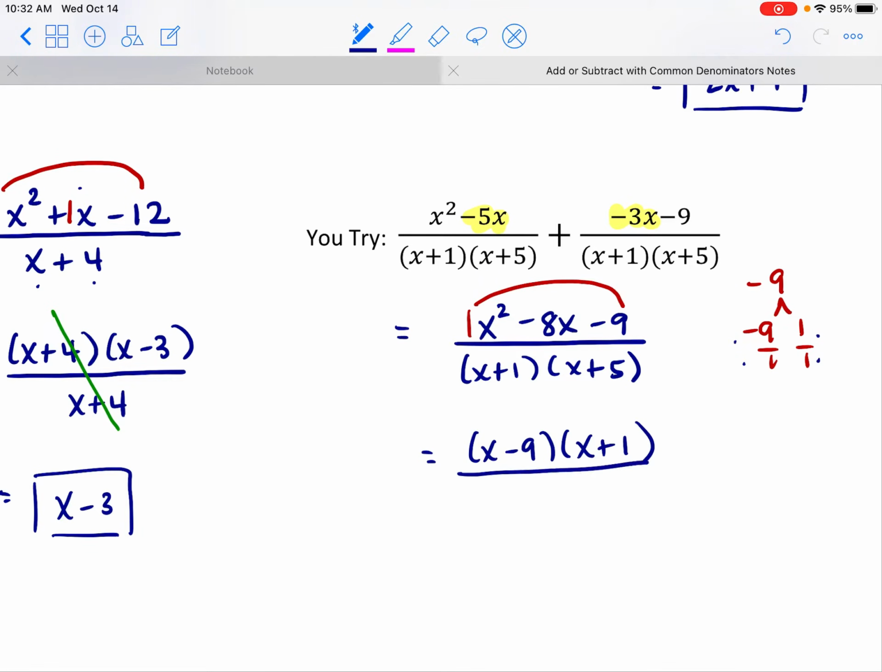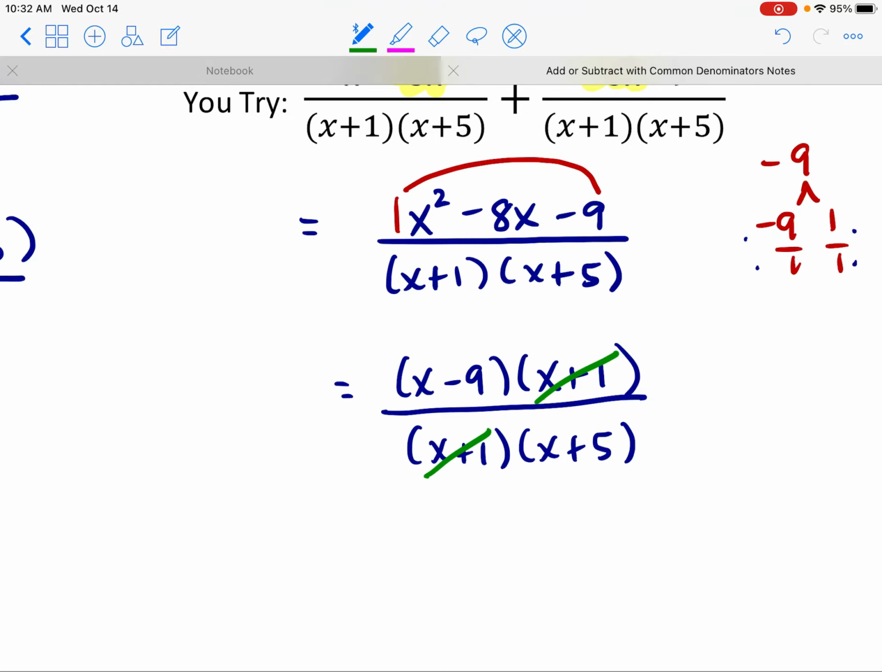And then if our denominator still has an x plus 1 and an x plus 5, that means that we can reduce out an x plus 1 from each, right? That common binomial of x plus 1 gets reduced. So that reducing leaves us our final answer, which is an x minus 9 in the numerator and an x plus 5 in our denominator.